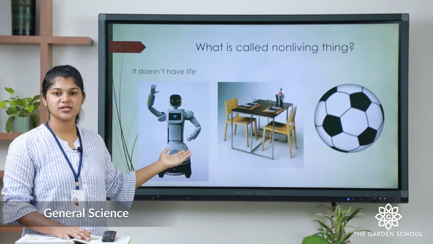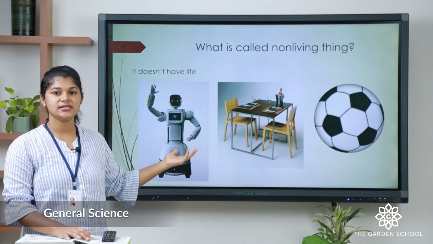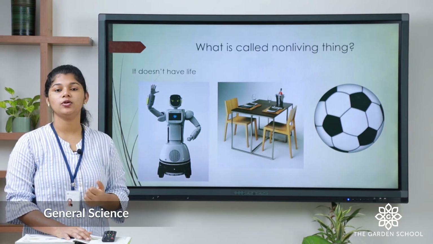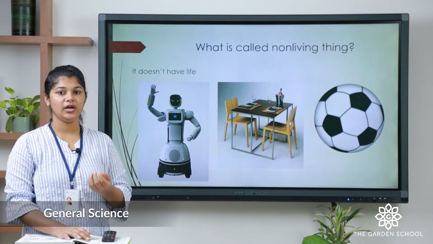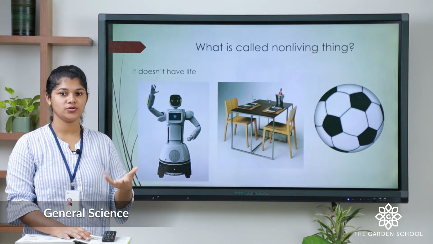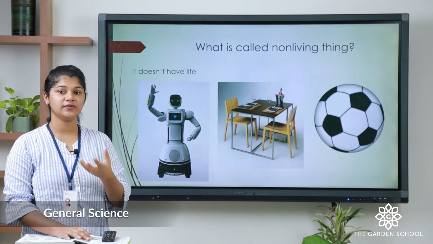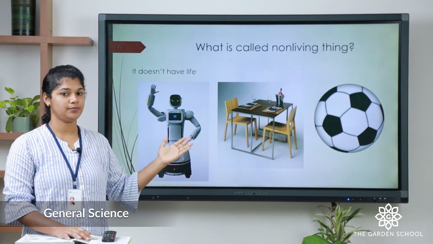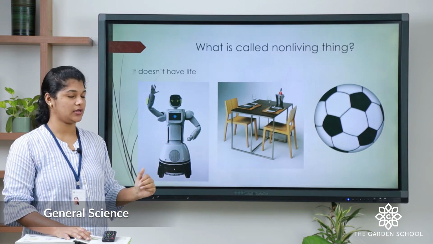What is a non-living thing? You can see in this picture the robot. Is it a living thing? No, it cannot move by its own, right? We have to give access to the robot to move. Only when the person gives access can the robot move from one place to another.